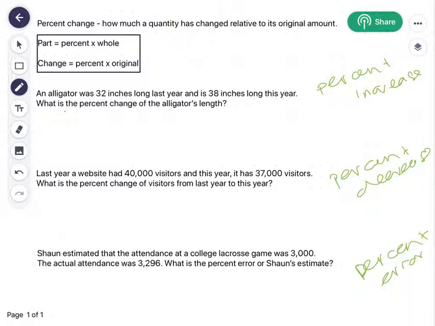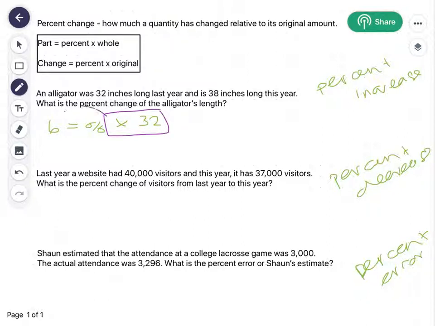So an alligator was 32 inches long last year and is 38 inches long this year. What is the percent change of the alligator's length? Okay, so the alligator grew. That's why it's a percent increase. So we have our change. Well, 38 minus 32 is 6 equals your percent times your original. How big was the alligator to start? Well, he was 32 inches long.